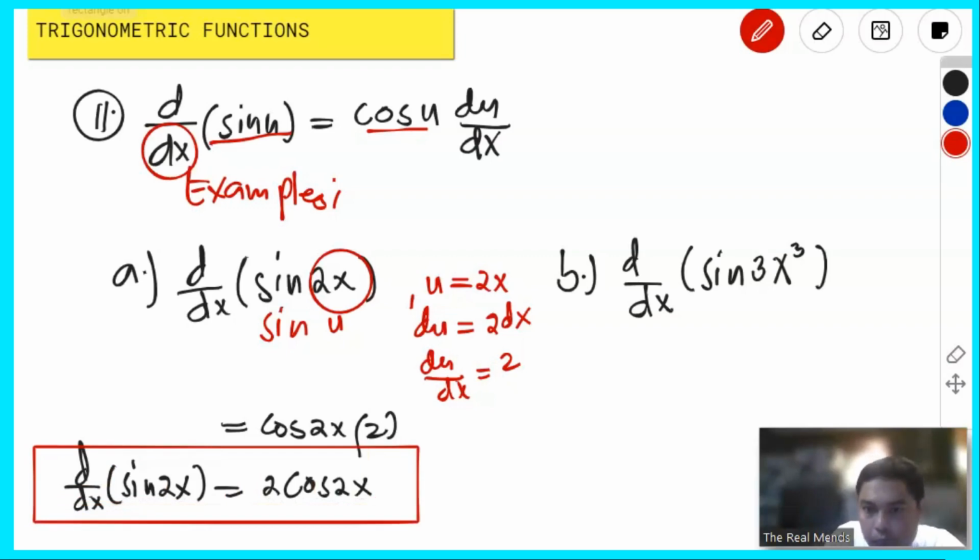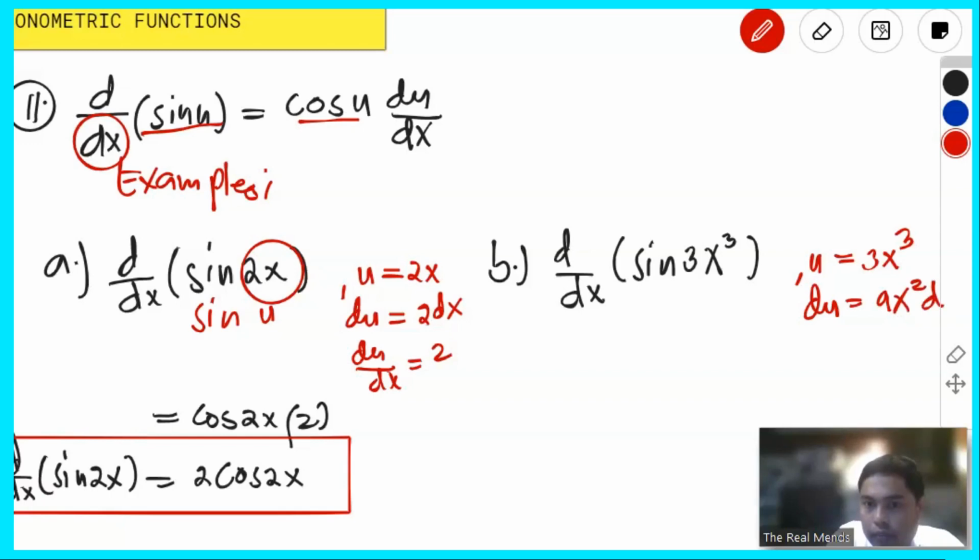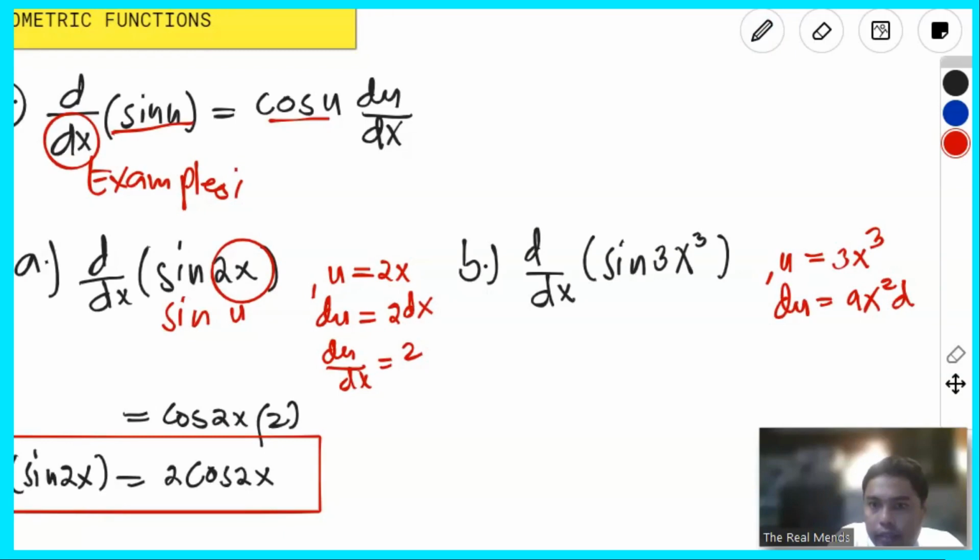Okay, for the second problem, get the derivative of sine 3x cubed with respect to x. From that, our u is this 3x cubed. To get the derivative, we have du equals 3 times 3, that's 9, and 3 minus 1, that's 3x squared, and then dx. So du over dx is just 9x squared.